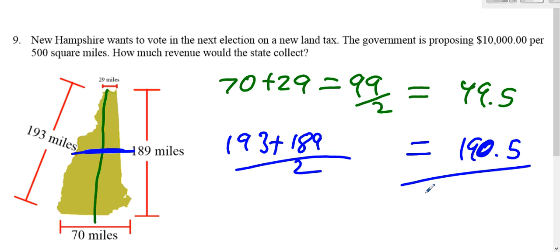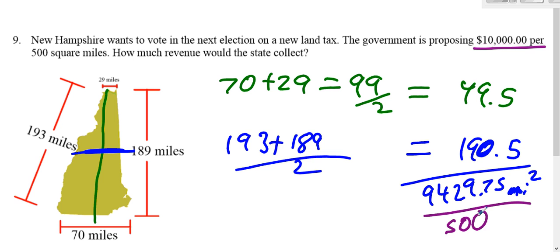So we have the area is about 9429.75 square miles. And they're saying $10,000 per 500 square miles. So how many 500 square miles are there? So we're going to divide by 500 to figure that out.